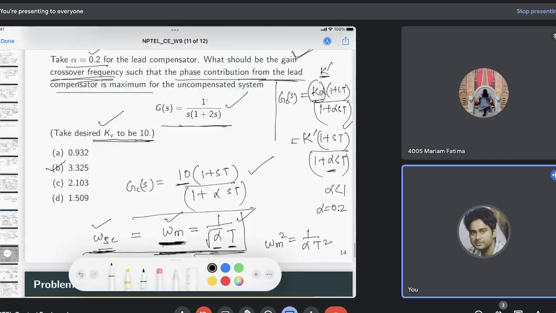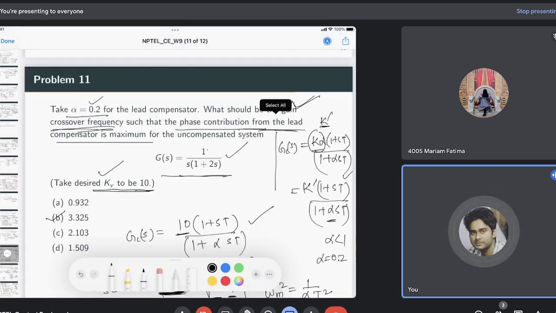So what we did, I'll just say all the steps again. We wanted the phase contribution to be the highest, the maximum that the compensator can give, to occur at the gain crossover frequency.